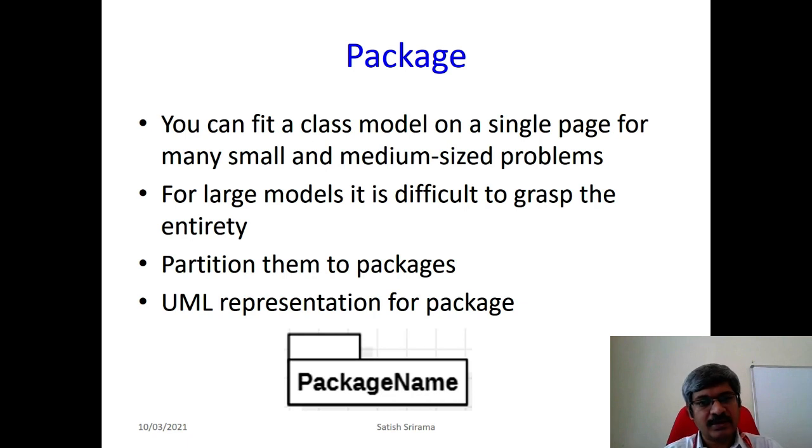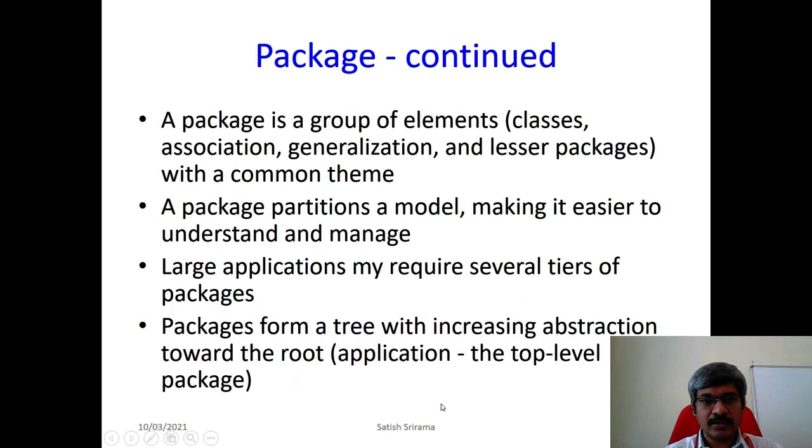That's at the implementation level, but at the conceptual level also you should be thinking in terms of putting them in packages. The UML representation for a package is like this one. This is like a folder, and you put the package name like this. A package is a group of elements. It will consist of classes, associations, generalization relationships, and also other sub packages. More or less we put them into a single package when they come under a common theme. That's how a package partitions a model, making it easier to understand and manage.